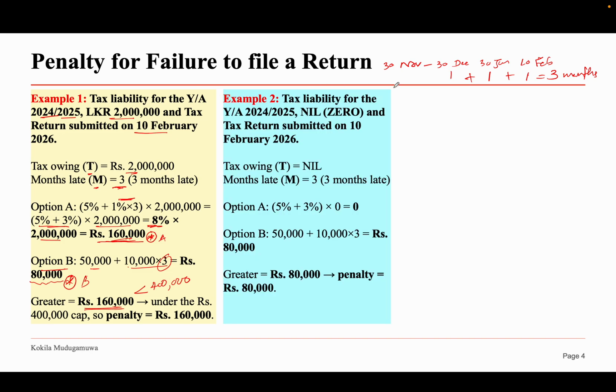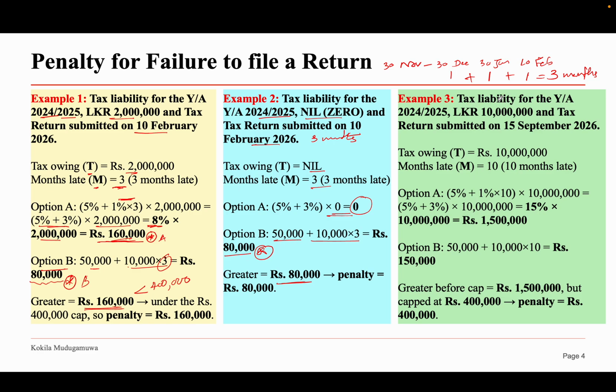Then example 2, tax liability for the year 2024-2025 is nil. Let's say you don't have liability, and you submitted the return on the same date, then we count 3 months. So tax liability nil and the months 3. Then option A, you will get 0 because you don't have liability. Then option B, 50,000 and 10,000 into 3, you will get 80,000. Then the greater of these two is this, so you are required to pay an 80,000 penalty, right? Anyway, the maximum cap is 400,000, and it is below 400,000.